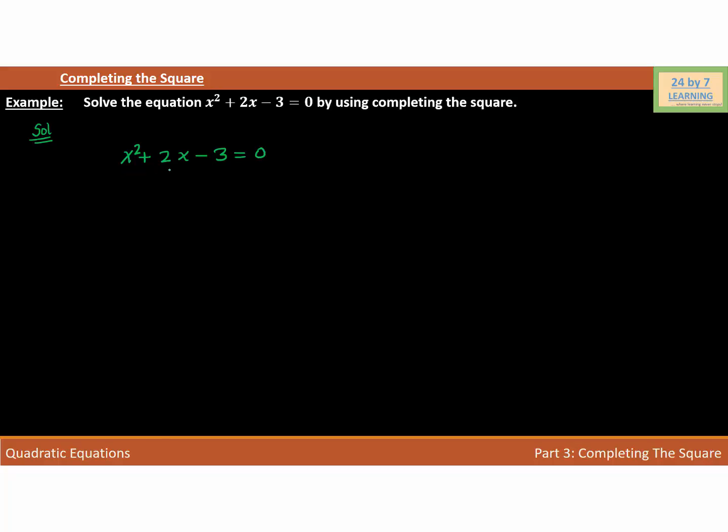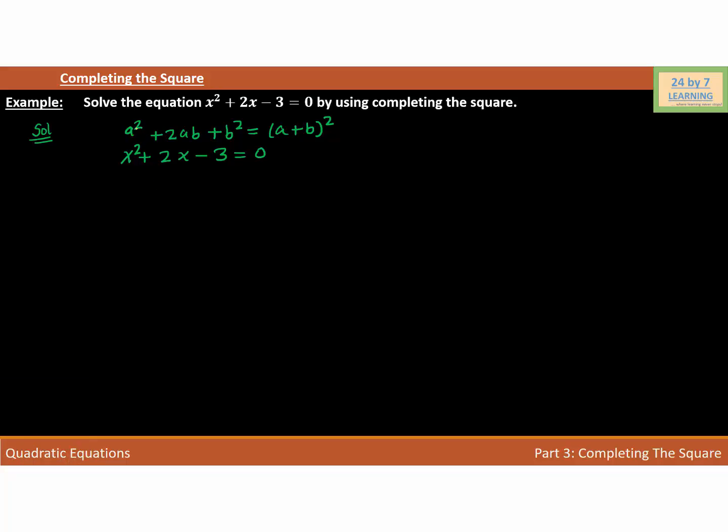In order to solve this quadratic equation, I'm going to use a formula, and the formula is a squared plus 2ab plus b squared, and that is basically equal to a plus b whole square. And I'm going to consider the first two terms of these two equations.